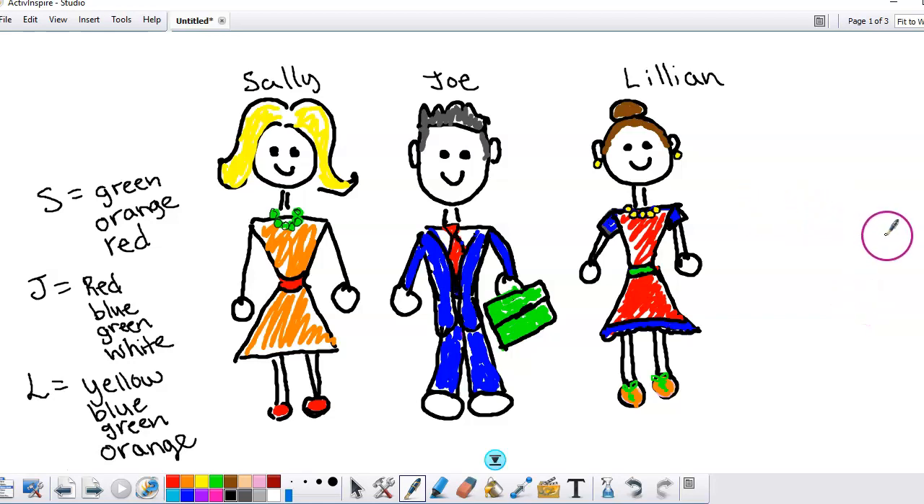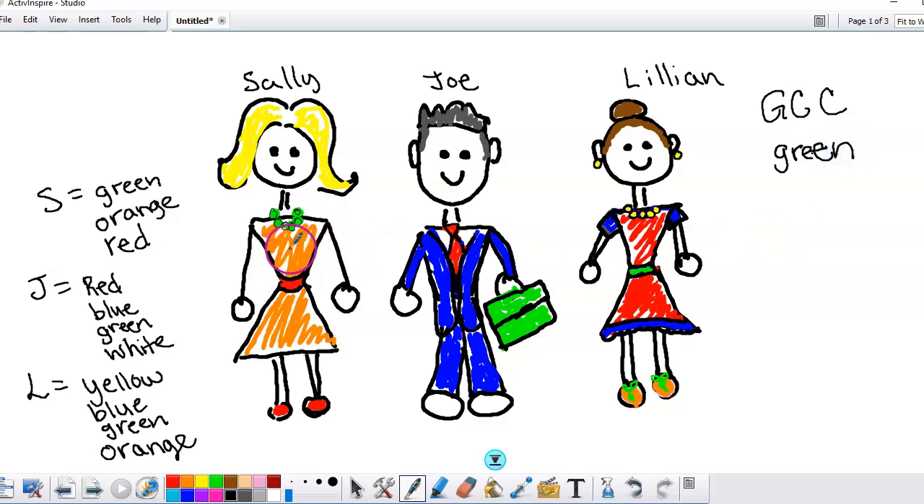So what colors do all three have in common? And we want the most amount of colors that they have in common. That's the greatest part, the most amount that they have in common. So Sally has green. Does Joe have green? Yes. Does Lillian also have green? Yes. So part of their greatest common colors, green is part of that group. They all have green in common.